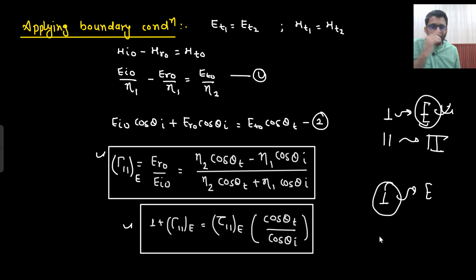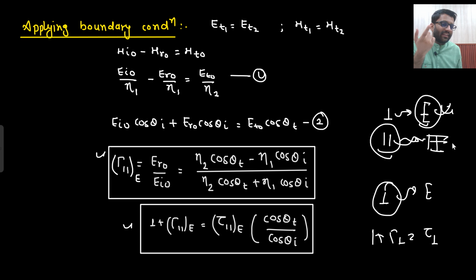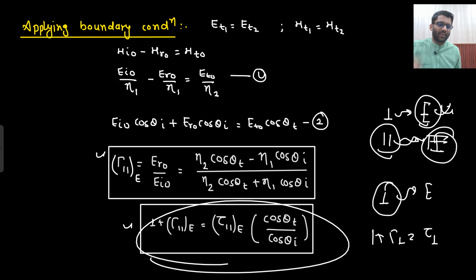Is that clear to you? If E is happy, then certainly there is a very simple formula. But for parallel polarization, you are not getting a good E. So E is not happy. That's why it has this kind of formula.